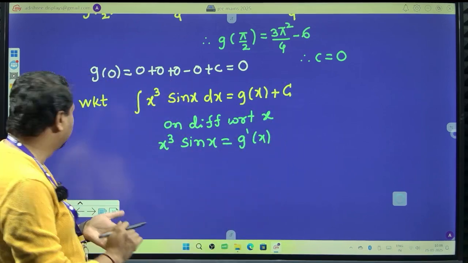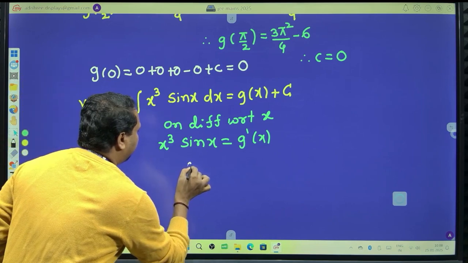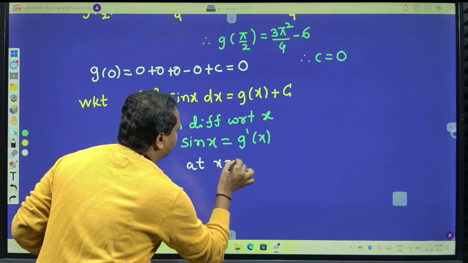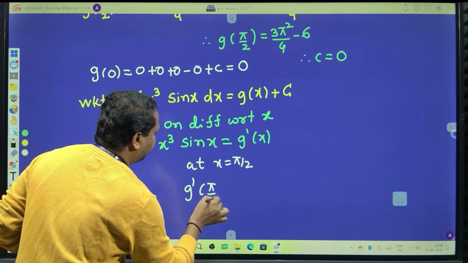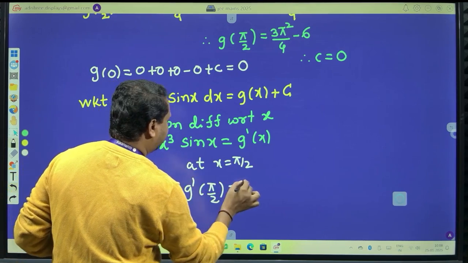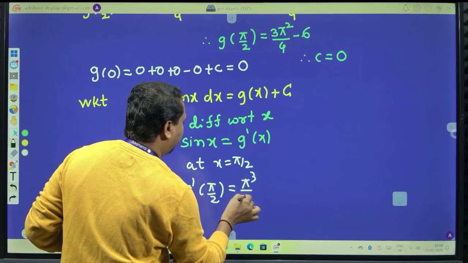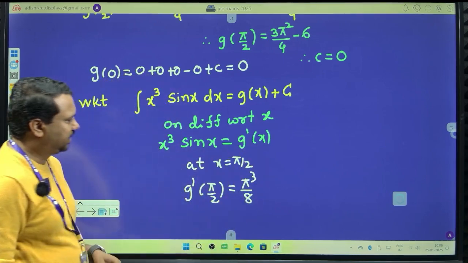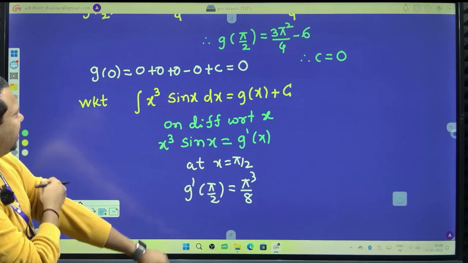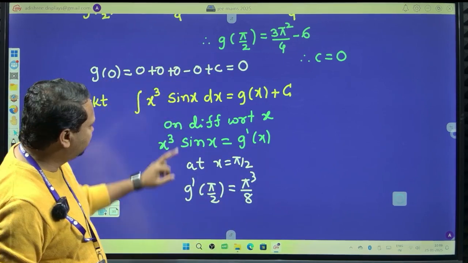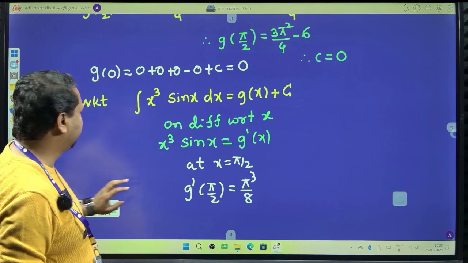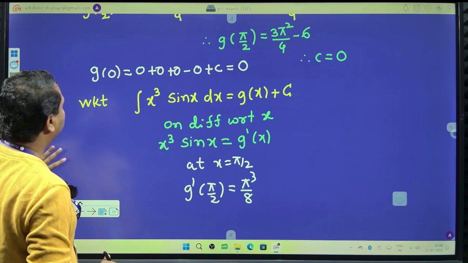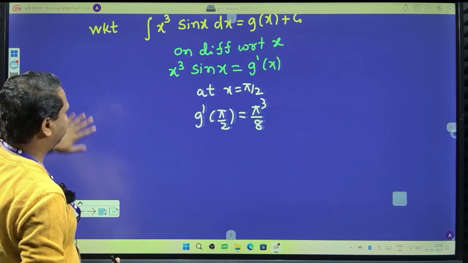That's it. Right? Now, at x equal to pi by 2, what is g dash of pi by 2? g dash of pi by 2 is pi cube by 8 because sin 90 is 1. Done? So, we have g of pi by 2 and g dash of pi by 2 also. Into 8 I have to consider because the problem is 8 into, right? So, 3 pi square by 4 minus 6.